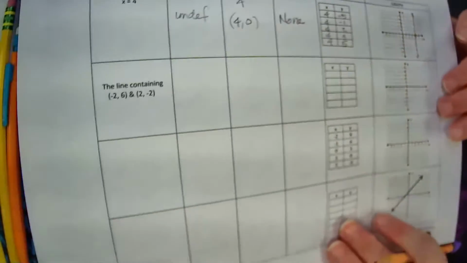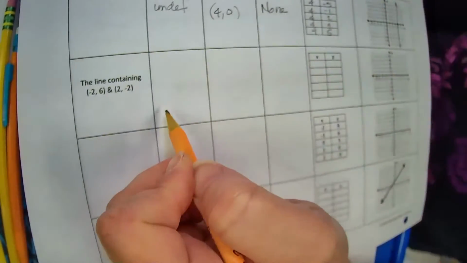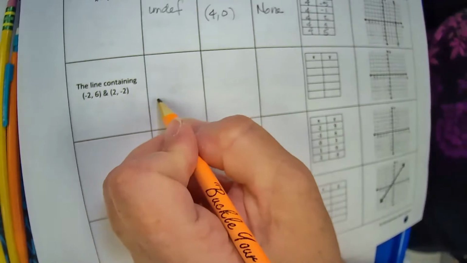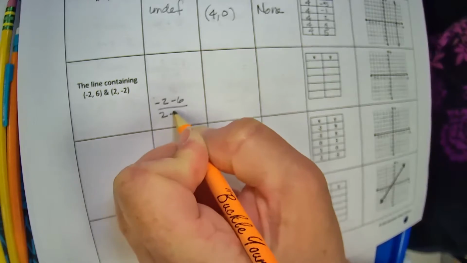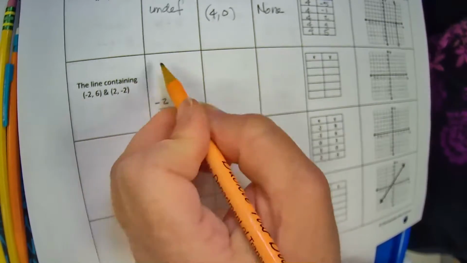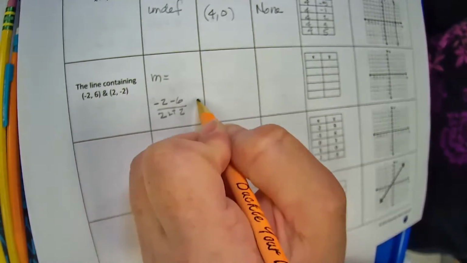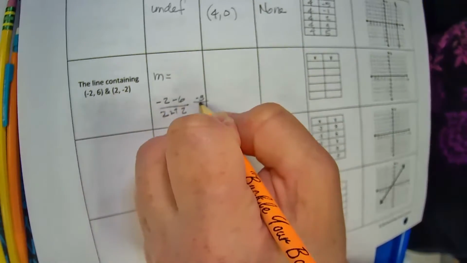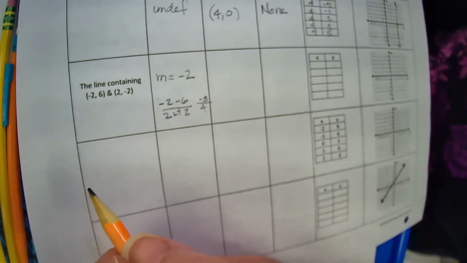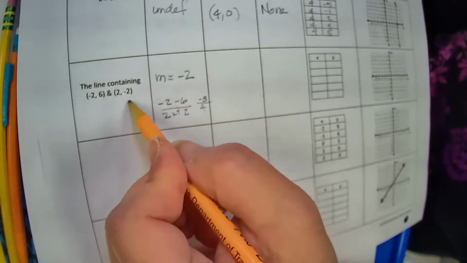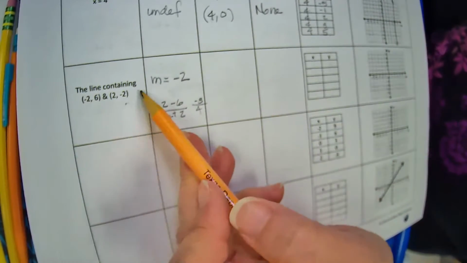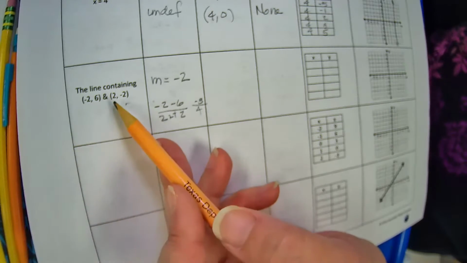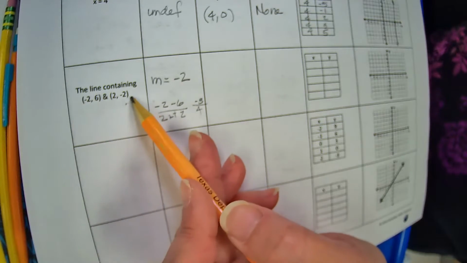All right, the line containing these 2 points. All right, so we're going to jump straight into slope. So we'll have negative 2 minus 6 over 2 minus a negative 2. So our slope is negative 8 over 4, which is negative 2. Okay, our y-intercept, which point do you want to use? -2, 6. Okay.